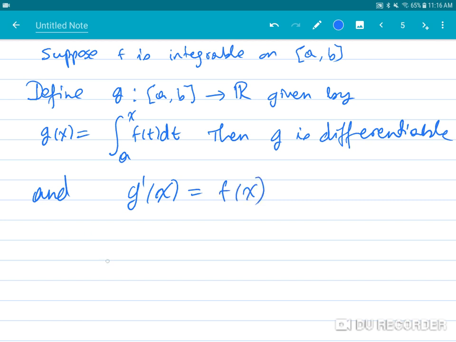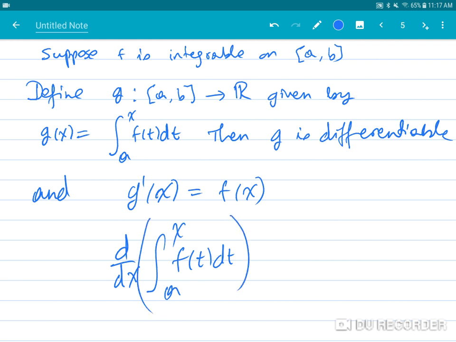In other words, if you differentiate the integral of a function, you get the function back. The number a is not that relevant. You could start from 0, you could start from 1, any value, so long as the function is integrable from a up to x. Then taking the derivative with respect to x will give you f of x.